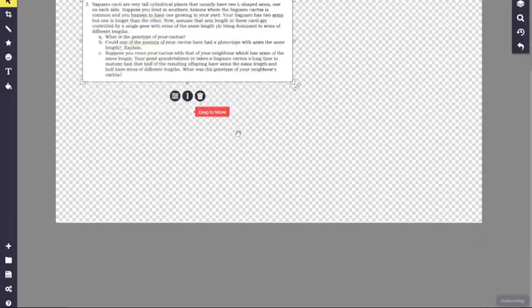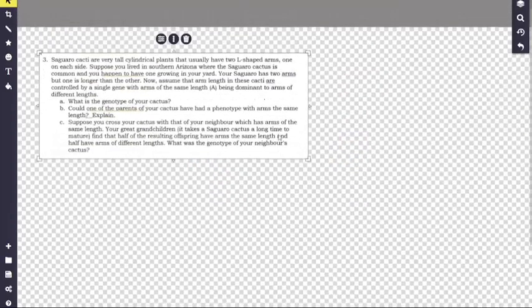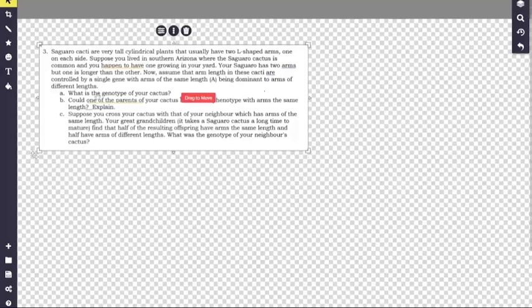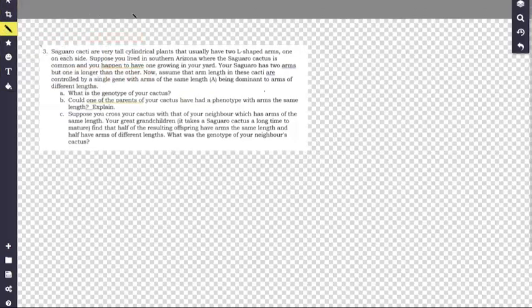So there's this cactus called saguaro, however it's pronounced. They are very tall cylindrical plants that usually have 2 L-shaped arms, one on each side. Suppose you live in southern Arizona, which I don't. The cactus is common, and you happen to have one growing in your yard. Very lucky. Your cactus has 2 arms, but one is longer than the other.